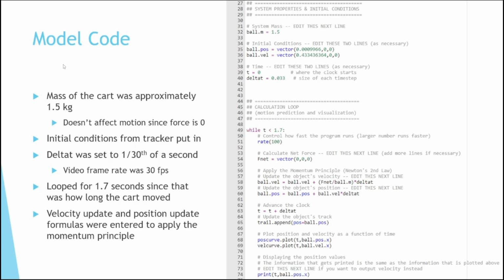The computational model used a mass of the cart of approximately 1.5 kilograms, but this doesn't affect motion since the force is 0, so it doesn't matter. The initial conditions, including the position and velocity vectors from Tracker, were put in, and the delta t was set to 1/30th of a second since the video frame rate was 30 frames per second. The while loop that was in charge of running the computational model was looped for 1.7 seconds since this is how long that the cart moved. And the velocity update and position update formulas were entered in to apply the momentum principle.